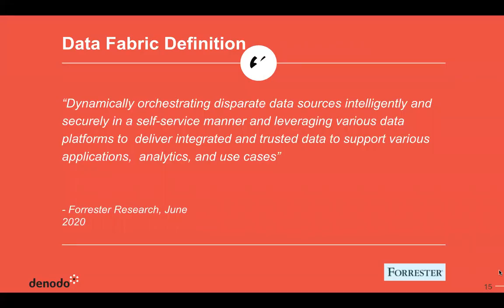And this is how Forrester defines it, very similar to what Gartner has defined. It says dynamically orchestrating disparate data sources intelligently, and where they say intelligently, that's where AI/ML plays a role by predicting, by recommending, and allows you to securely connect to these data sources in a self-service manner, leveraging various data platforms to deliver integrated and trusted data across all different applications.